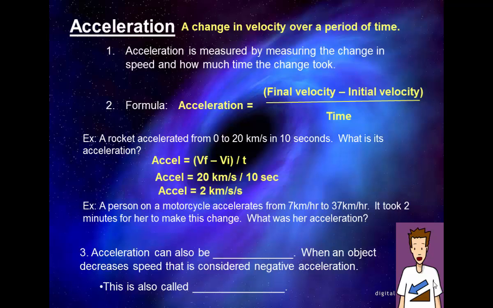What do you get for an answer, Jason? 15 kilometers per second squared. Not quite. There's one thing wrong with that, because that would be very fast for a motorcycle. 15 kilometers per minute. Not quite. Jake? 15 kilometers per hour squared. Nope. Ian? 15 kilometers per minute squared. Nope.